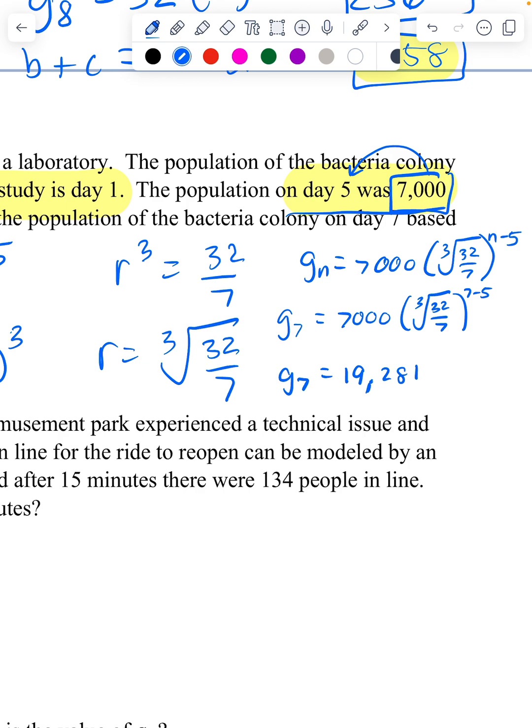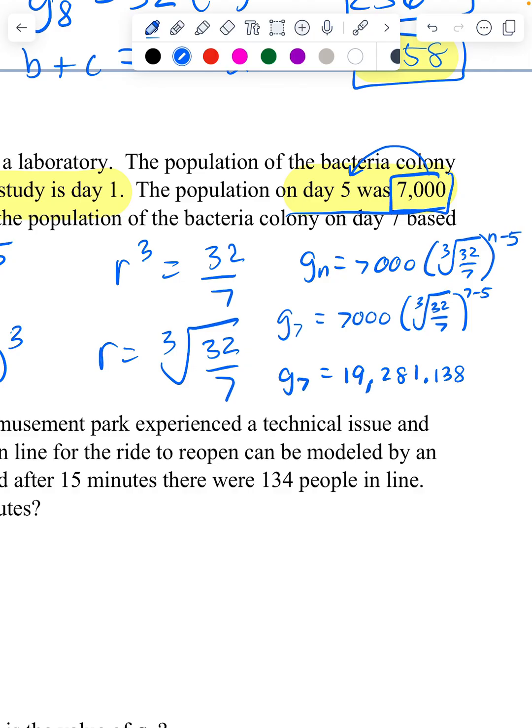7,000, big fat parenthesis, cube root, math, going down, getting my cube root, and I'm going to put in, I forgot, 32 over 7. I'm going to exit my cube root, and then I'm going to raise that to the 2nd power. There we go. So what I really got was 19,281. See, I was on a roll.